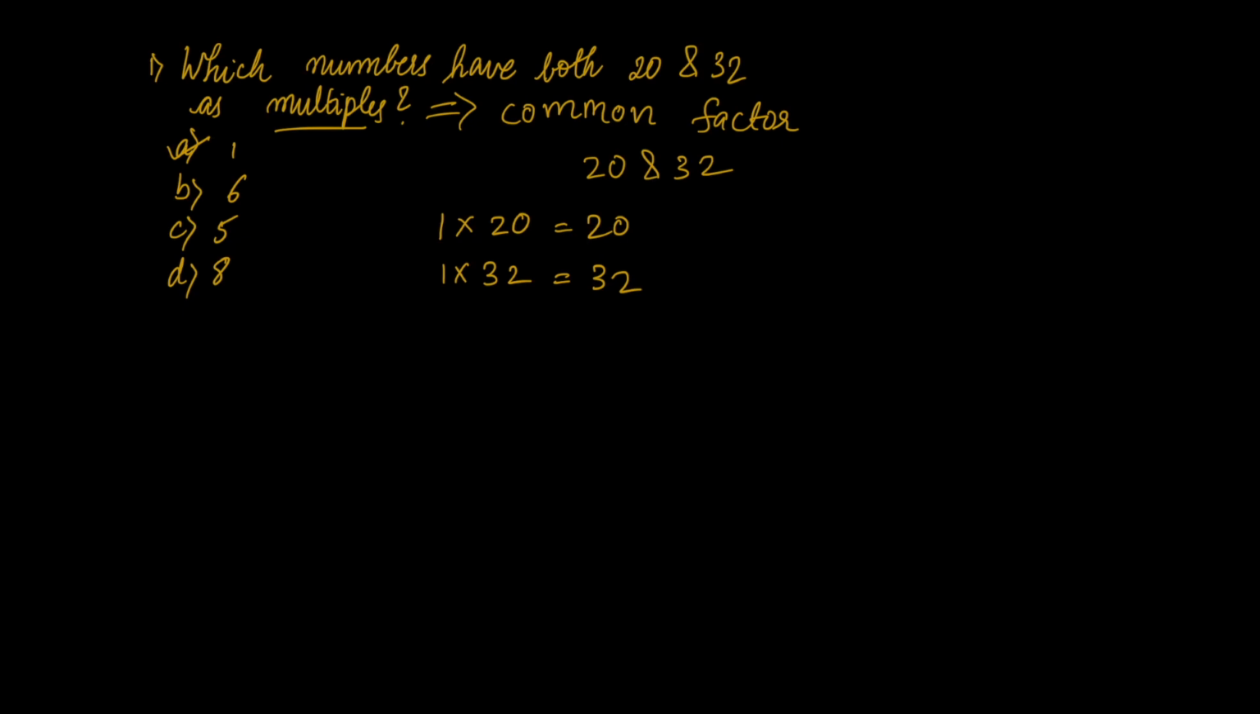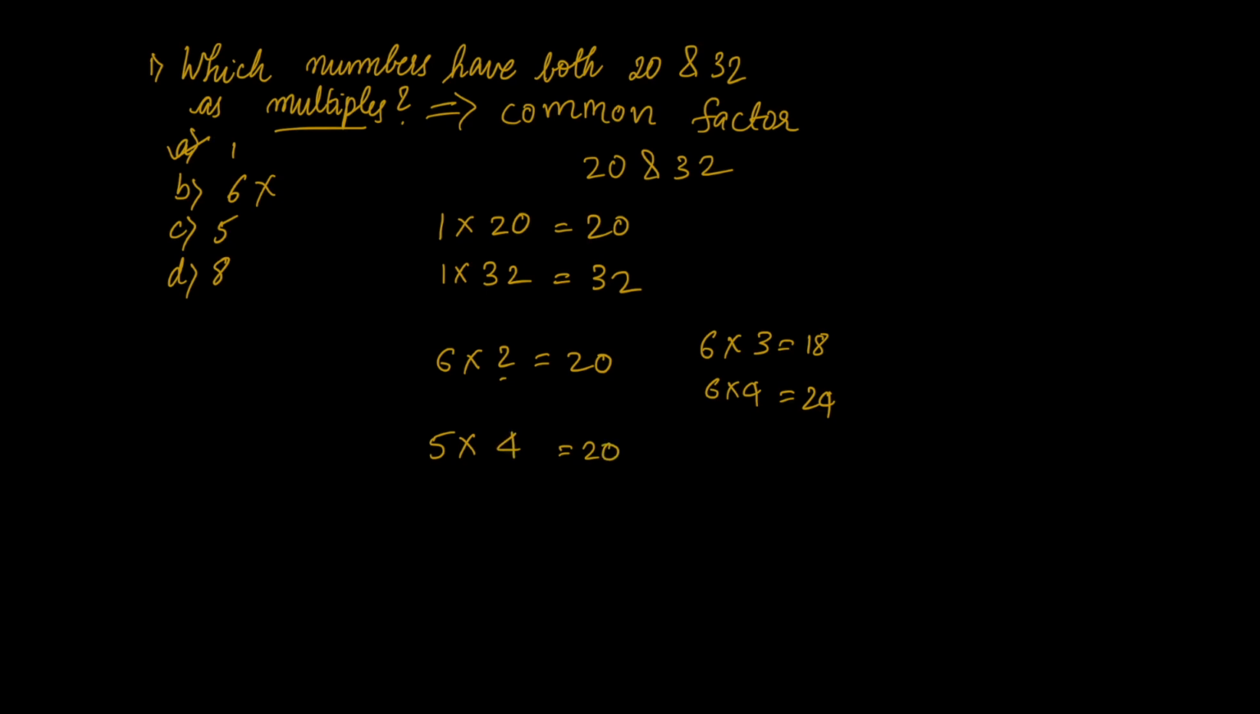Now let's look at 6. Is there any number that you can multiply by 6 to give you 20? Well, 6 into 3 gives you 18, while 6 into 4 gives you 24. So I think we can reasonably say that 6 is not a factor of 20, so it cannot be a common factor either.